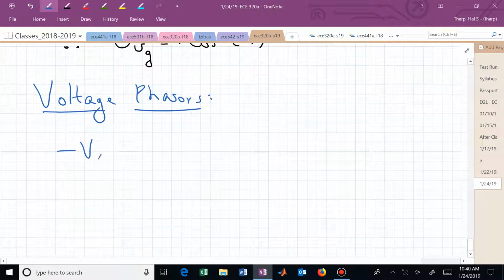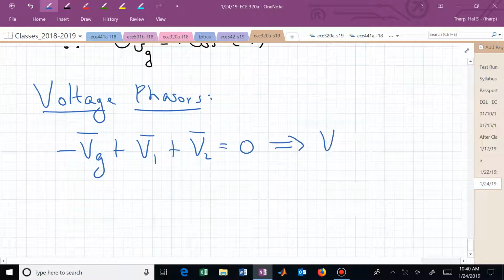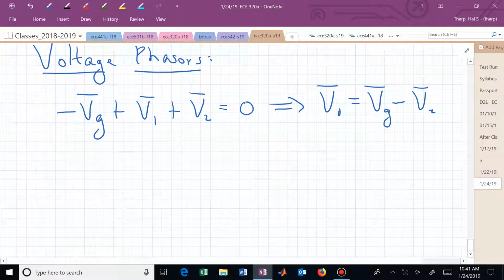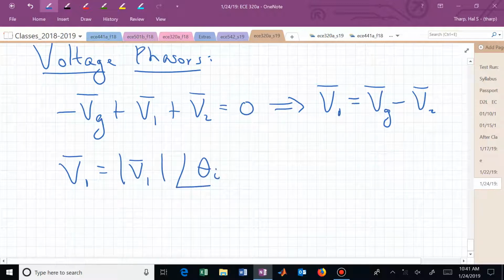Remember, we had minus V sub G plus V1 plus V sub 2 equaling 0 from KVL, and that gave us that V1 is, in fact, V sub G minus V sub 2, and V sub 1 now is a phasor. That's some magnitude at some angle.